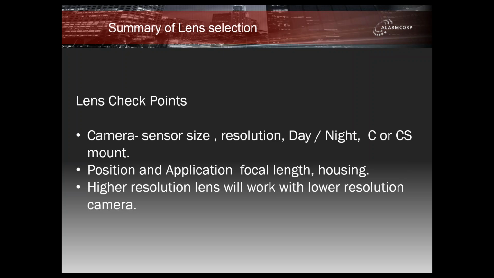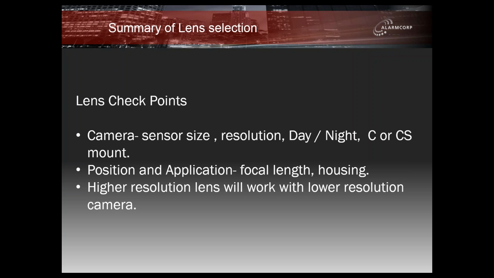Day-night, I think I've explained the reason why it's best to put a day-night camera or lens out in the field, even in large shopping centres where, with a power failure for example, a normal day lens would not be able to capture any of the movement once the lights go out.